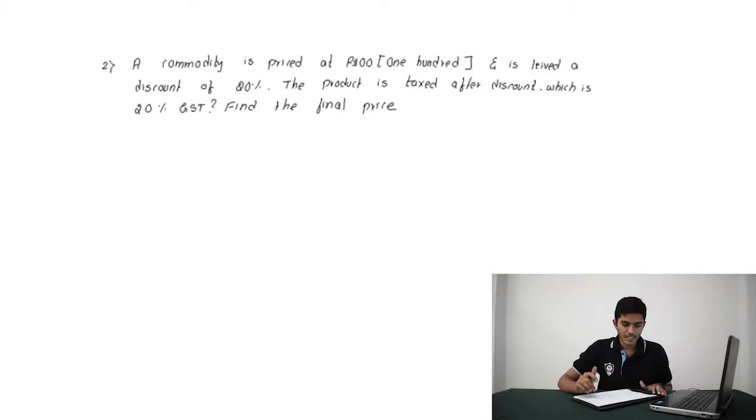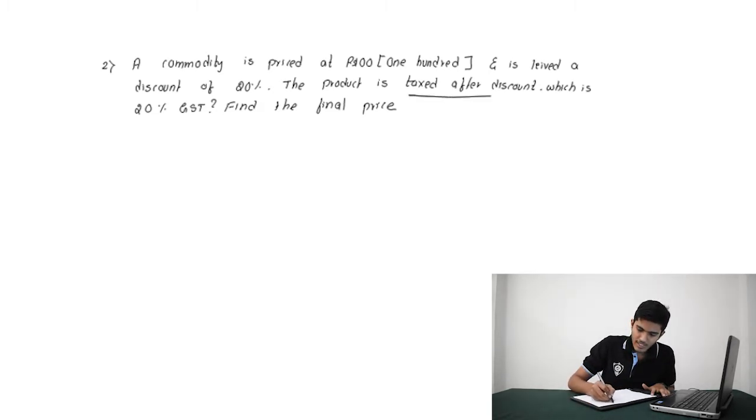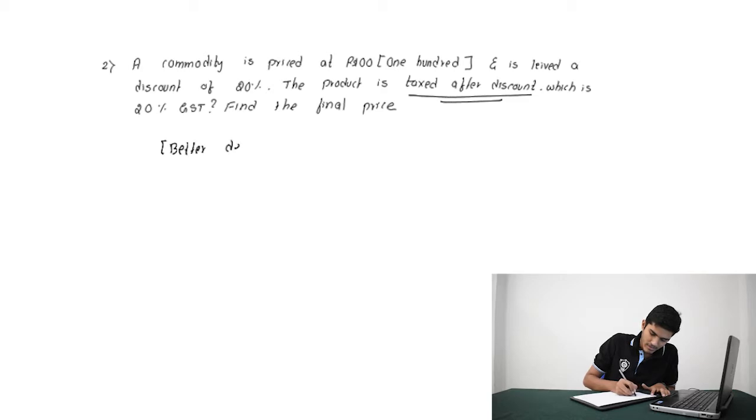So yes, let me read out this problem for you. This problem is actually similar to the previous problem, but there is a catchy phrase here which you have to see. See, this says a commodity is priced at rupees 100 and is levied a discount of 20%. And the final product is taxed after the discount. So this is the main point which you have to see here. It is taxed after discount. So this is a better deal. You can write this is a better deal. So let's start the problem.